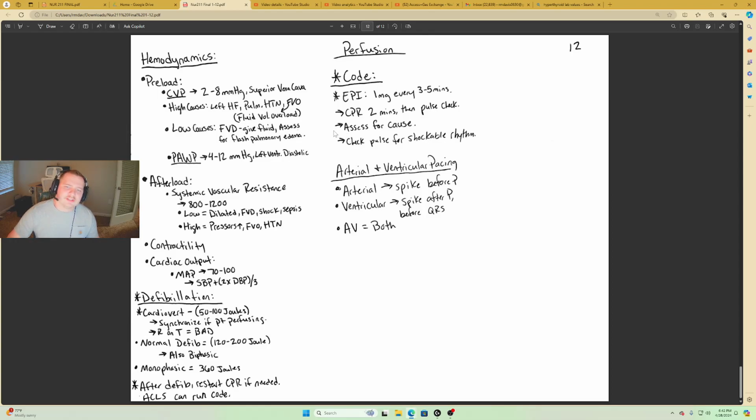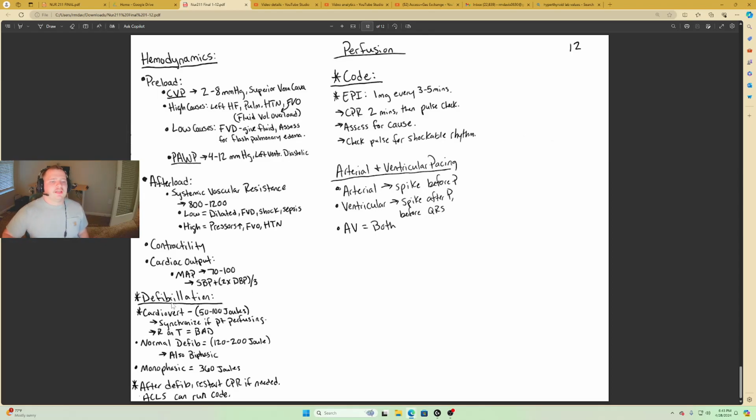During the code, you want to assess for the cause, so that way if it was something that we can have an impact on, we can get that addressed. And sometimes it's not. You want to check the pulse for a shockable rhythm, and just keep giving your epi and then checking your pulse every 2 minutes.